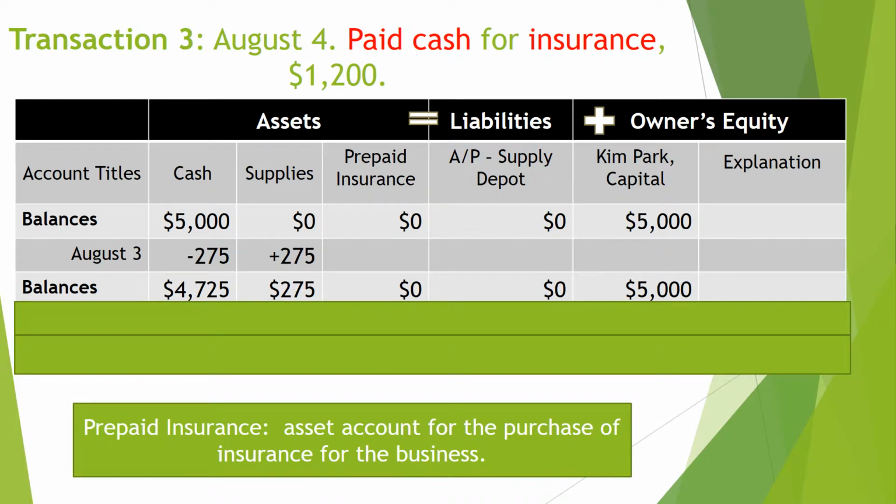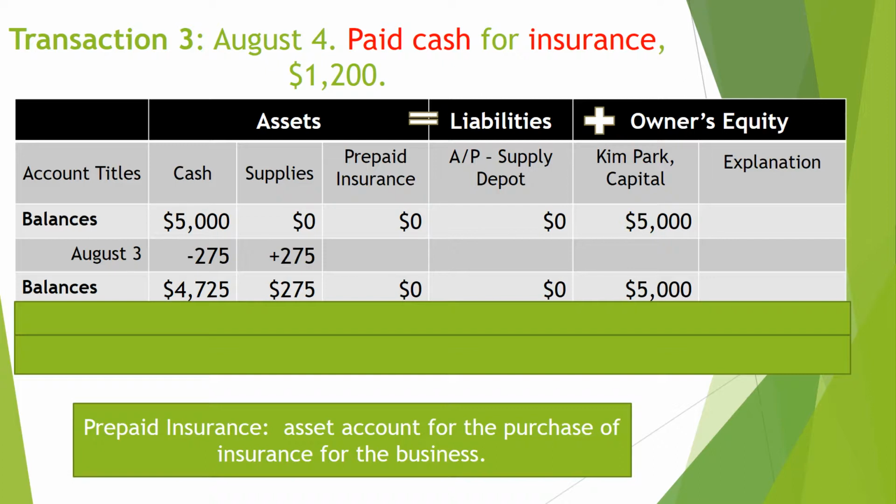Transaction 3, August 4th. Paid cash for insurance, $1,200. Let's find the keywords. Paid cash. What did we pay cash for? Insurance. We know that for paying cash, we will use the cash account. And because we have less cash, the cash account will decrease. The account that we will use for insurance is called prepaid insurance.